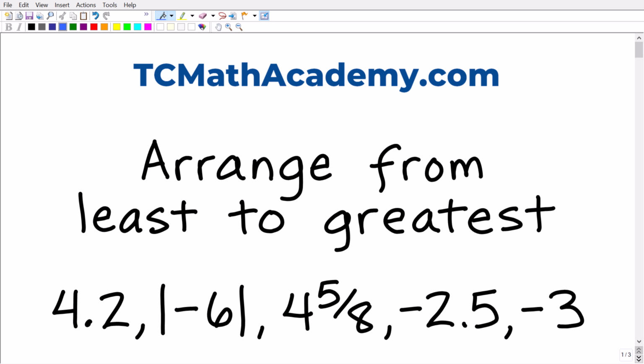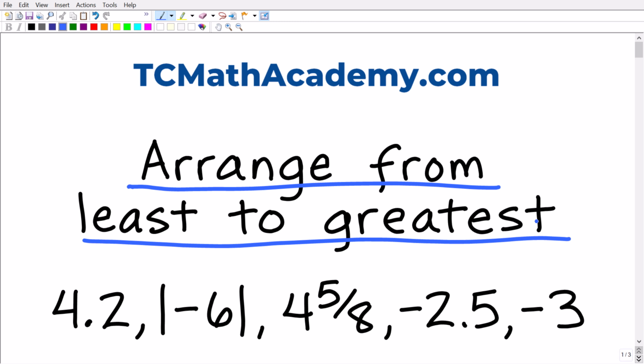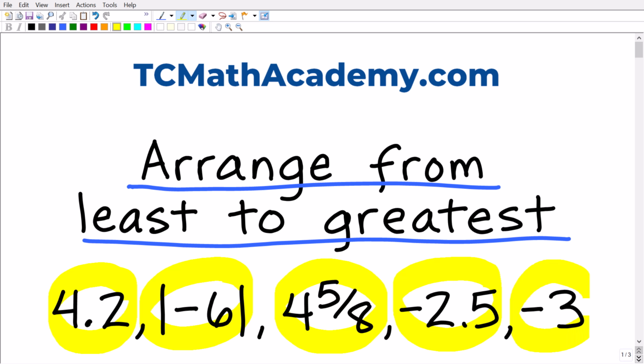All right, so here is our problem. We want to arrange from least to greatest the following numbers. So we have 4.2, the absolute value of -6, 4 and 5/8, -2.5, and -3. And we want to try to do this without using a calculator. But to solve this problem, we need to understand the following topics. We got to understand real numbers in math, absolute value, and we need to know something about fractions and decimals. Okay, so let's go ahead and get into this.